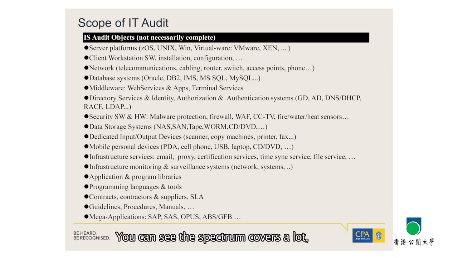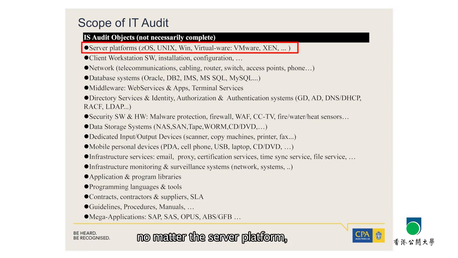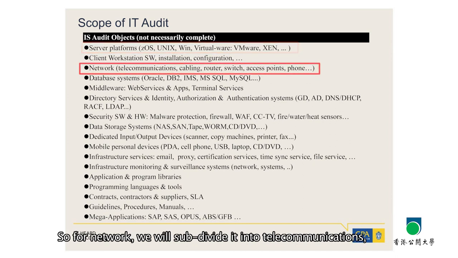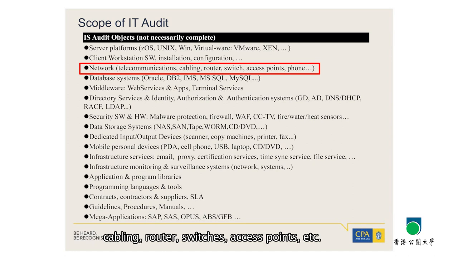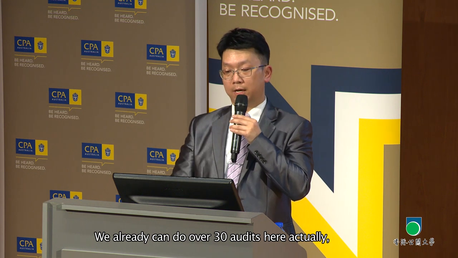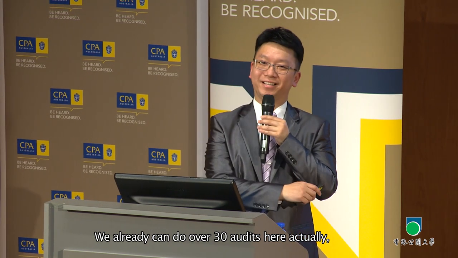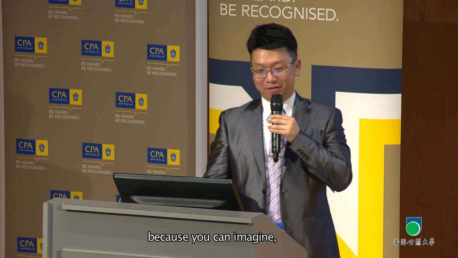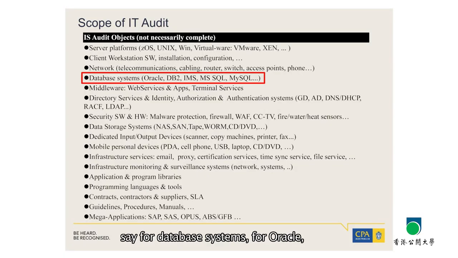You can see the spectrum covers a lot. No matter the server platform, even say Unix or Windows, VMware, these already belong to different audit topics. So network, we will subdivide it into telecommunication, cabling, router, switch, access point, and so on. We already can do over 30 audits here, actually. Because you can imagine, say for database system, for Oracle, there are lots of IT-related matters we have to review.